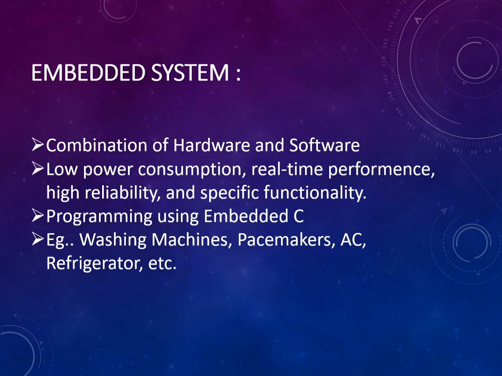What are embedded systems? An embedded system is a combination of hardware and software intended to do a specific task, with low power consumption, real-time performance, high reliability, and specific functionality. In embedded systems, we use the programming language C. Some applications or examples are washing machines, pacemakers, ACs, refrigerators, etc.